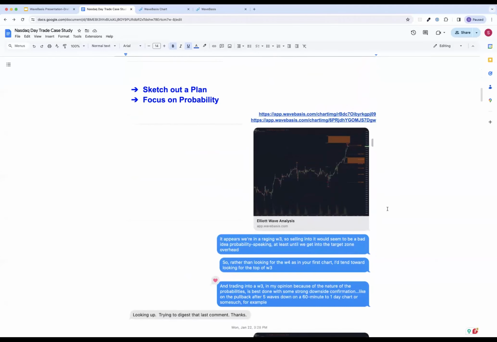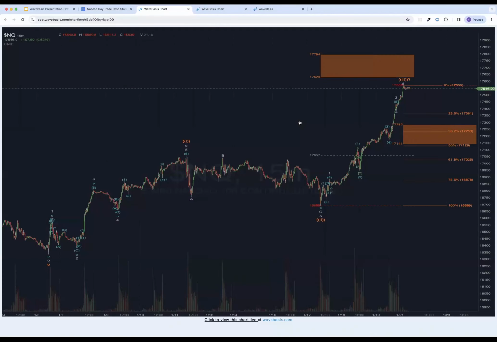So seeing that chart and then looking a little bit more closely at it, at the time I was going to assume it was the last 5 that we had. Look at this. We were kind of short of where we would have expected wave 3 on a 15-minute chart. Again, we'll look at this again later.